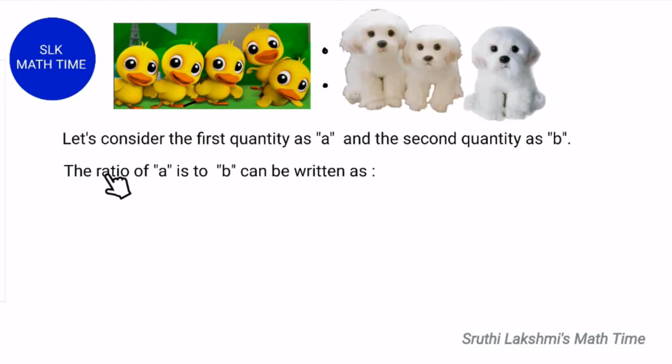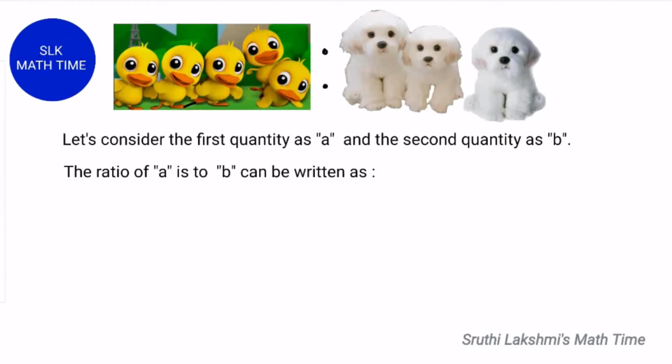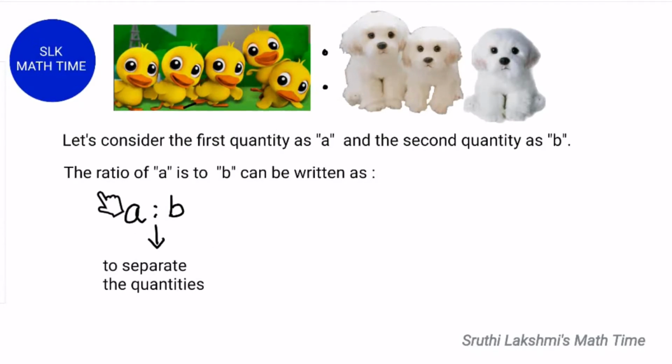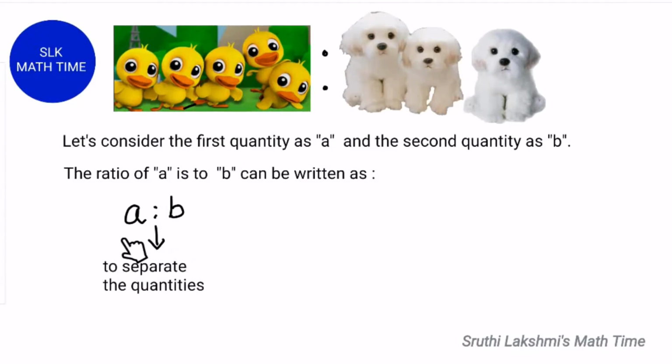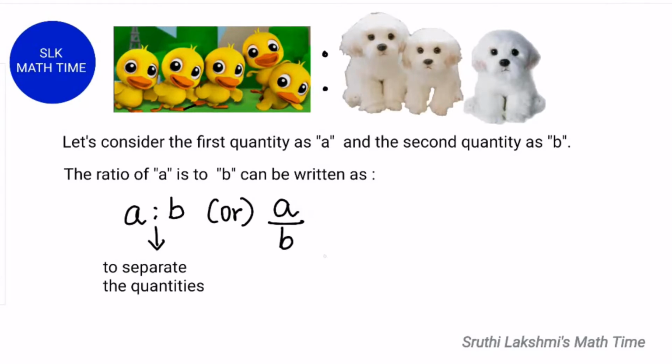So the ratio of A to B can also be written as A:B. This colon sign is to separate the quantities, and it can also be written as A by B or A to B.